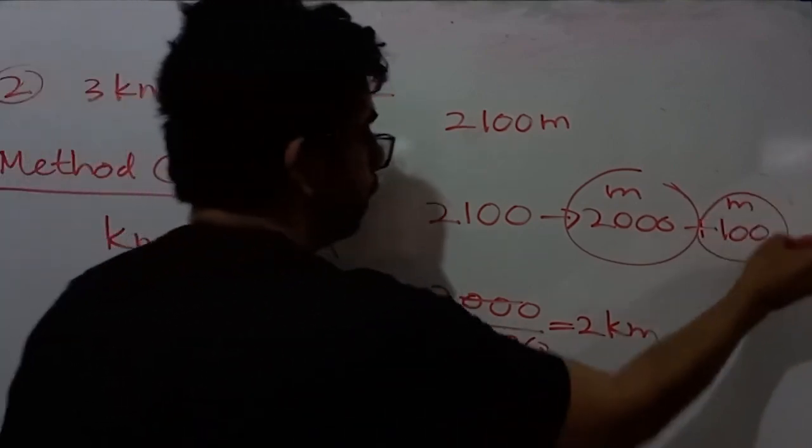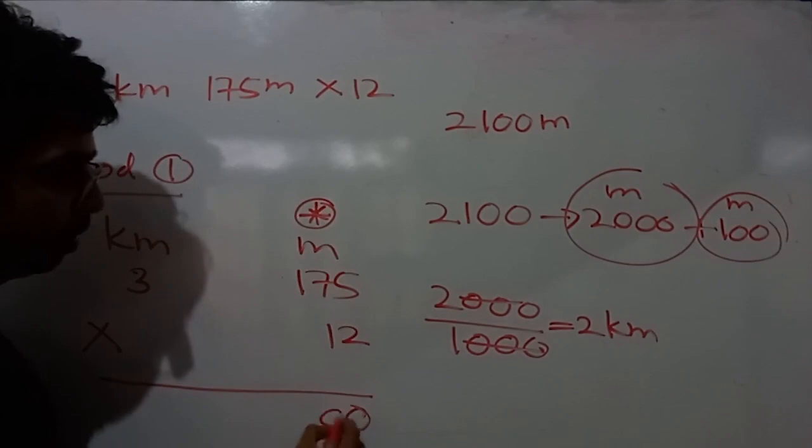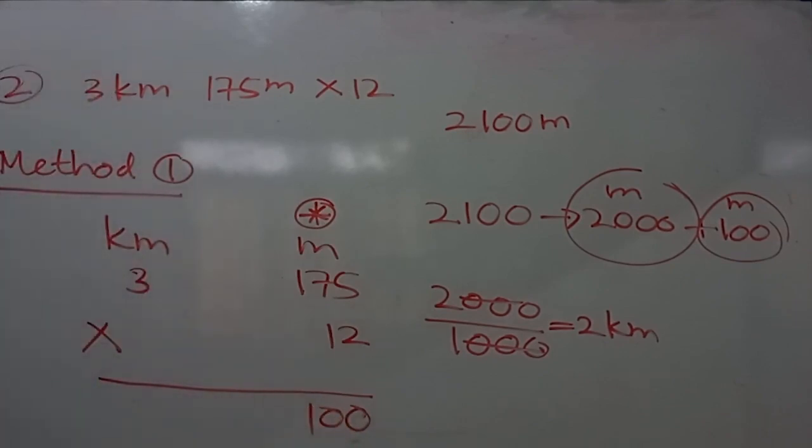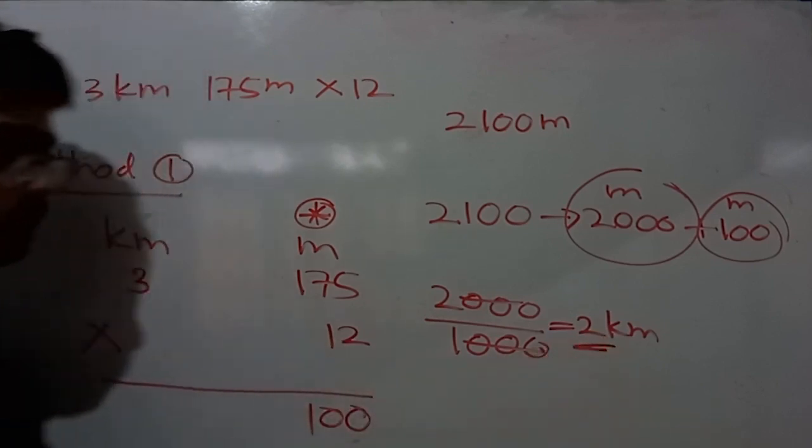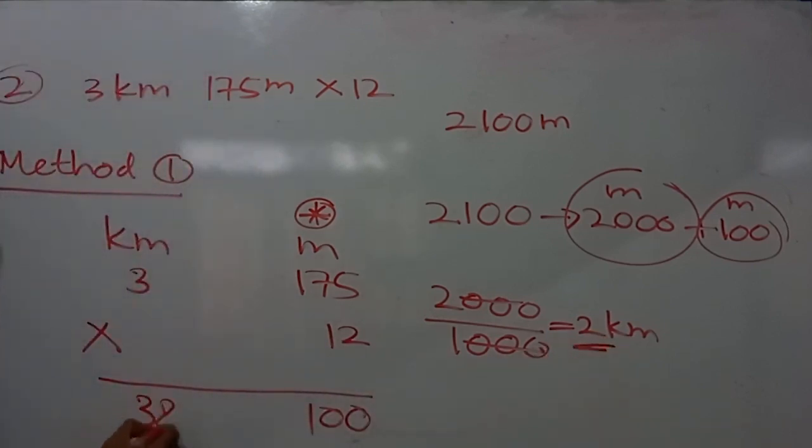Now this 100 we can write under this meter column, right? So we know 3 times 12 is what? 36, but we have to add another 2. So this becomes what? 38. So the answer is what? 38 kilometers and 100 meters. Right. So pause the video and note it down.